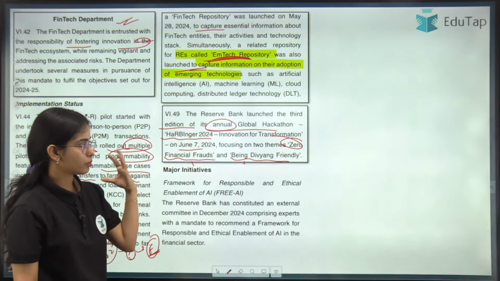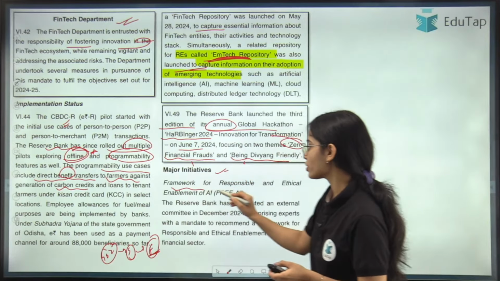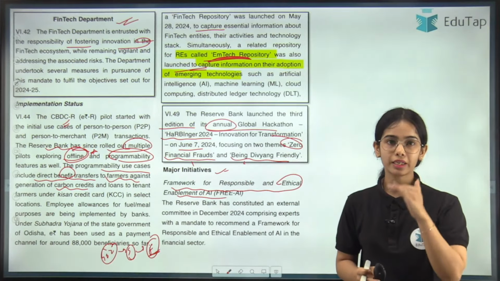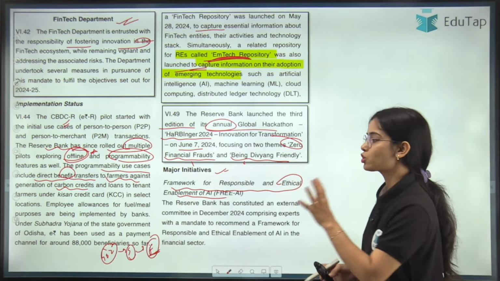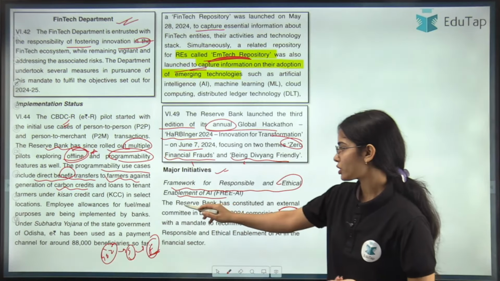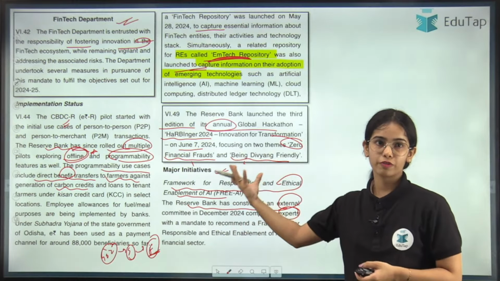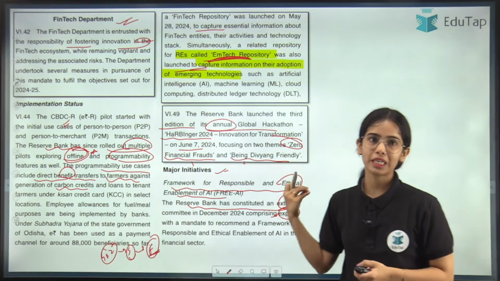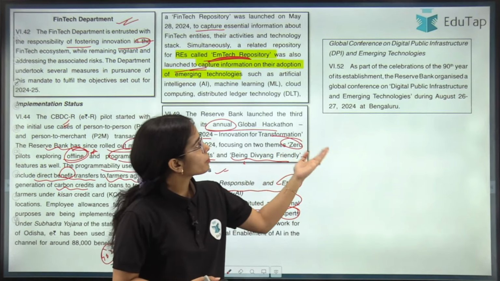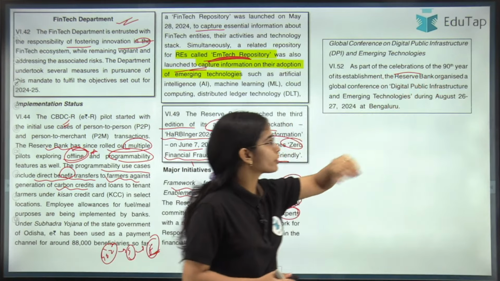Among the major initiatives under the fintech department is the framework for responsible and ethical enablement of AI. So basically the fintech department is saying that we need a framework for responsible and ethical use of AI. For this, an expert committee was established. The Reserve Bank constituted an external expert committee for the FREE-AI, that is, the framework for responsible and ethical enablement of AI. Next, a global conference was conducted on digital public infrastructure and emerging technologies under the celebrations of the 90th year of the Reserve Bank of India.